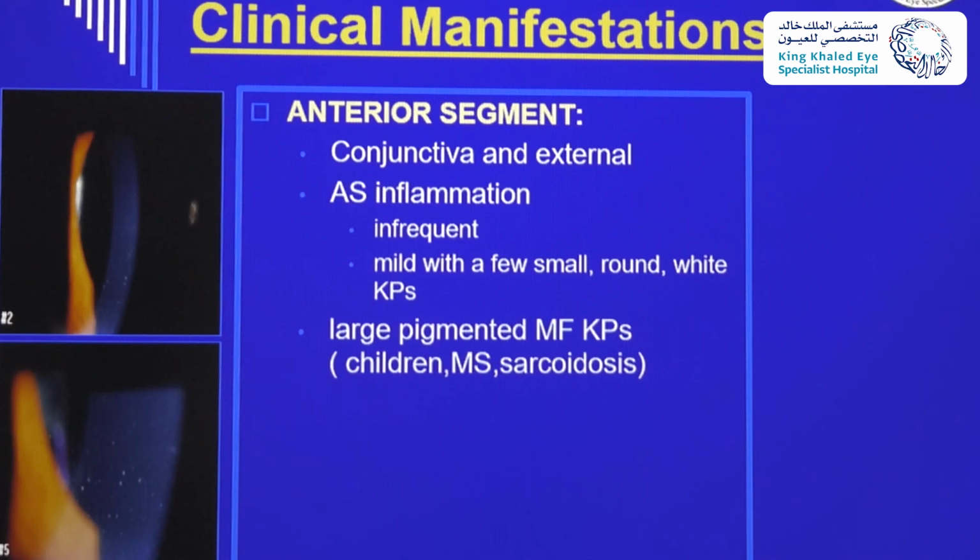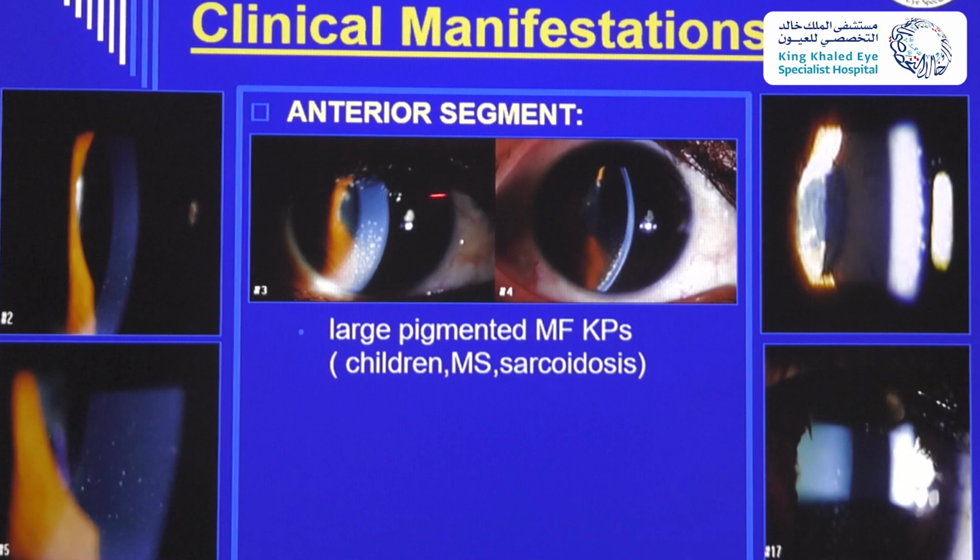So we have, as I told, a spectrum of intermediate uveitis with more activity anteriorly, so that it could present as KPs and anterior chamber reaction. Where you can find this is when you have a patient presenting with large KPs. You have to expect it in a patient with children, multiple sclerosis, sarcoidosis. And I can add tuberculosis. It could present with mutton fat KPs. It's not just anterior; it might have intermediate uveitis.